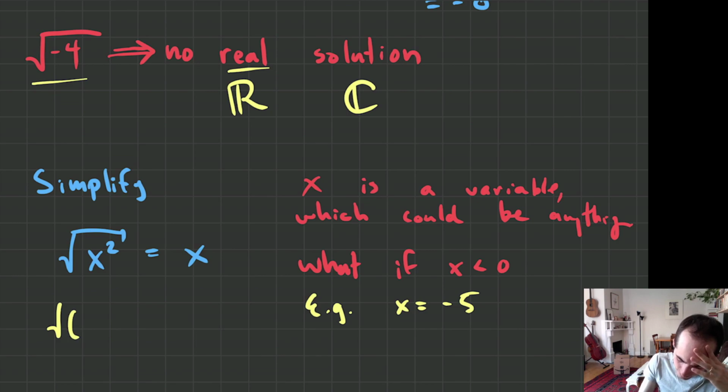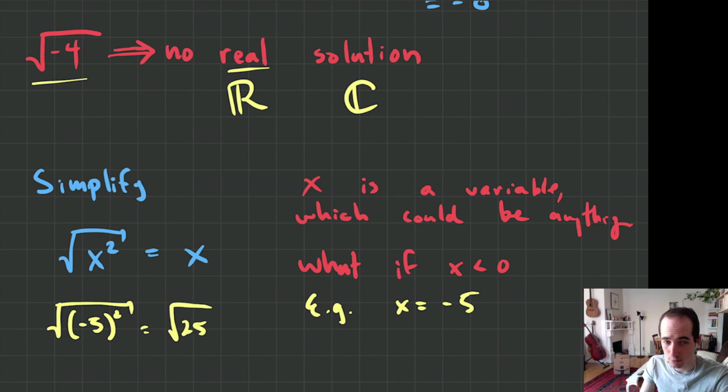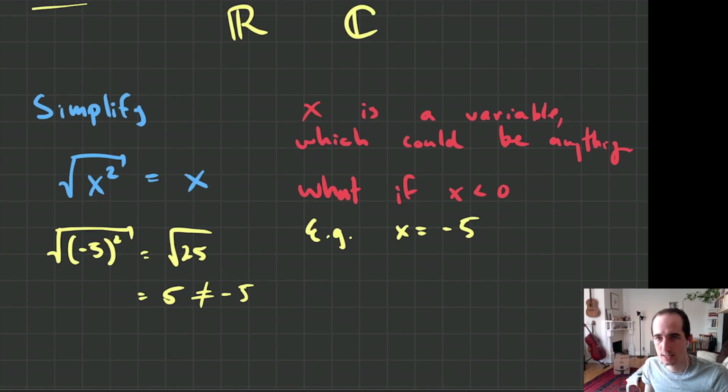If x was equal to negative 5, I would get the square root of negative 5 squared, and that's going to be equal to the square root of 25, right? Because negative 5 squared is positive 25. And then I would get positive 5 back. That's not the same thing as negative 5. Very similar, one is obviously related to the other, but not the same thing. So the thing that I'm missing here is my absolute value symbols.